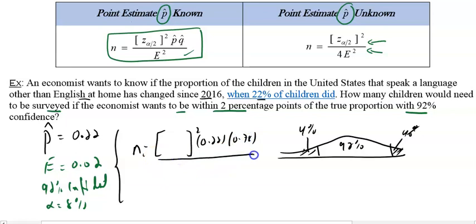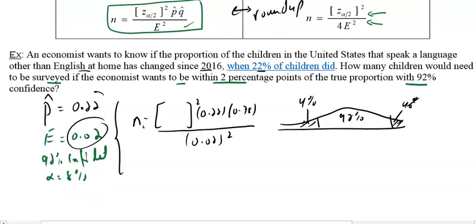Divided by the error squared, and the error was 0.02 squared. And we always round up. We never leave it as it is. We round up regardless, because we want to be more confident rather than less confident. Well, I need to figure out the 92%.